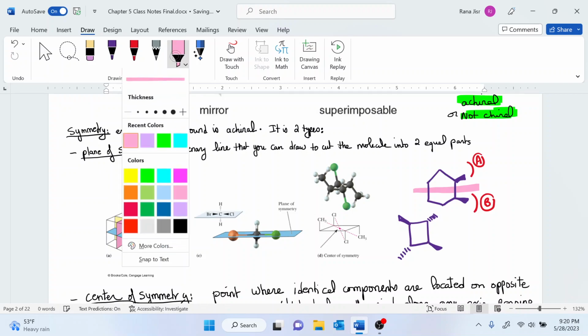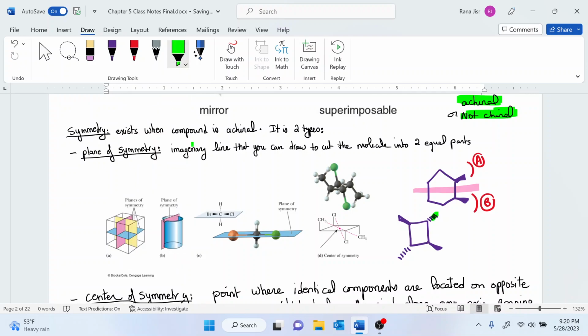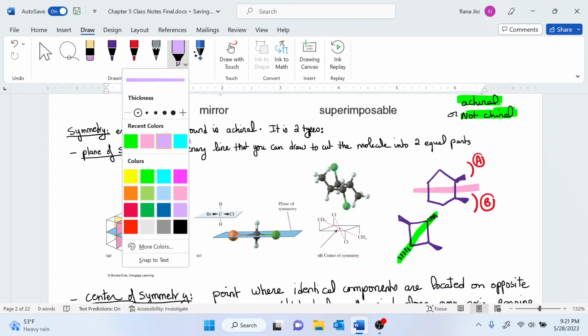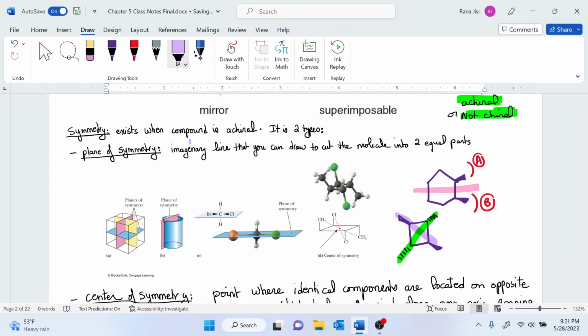So I can draw a plane of symmetry that passes between those two carbons in here. Okay, this is one plane of symmetry. This means that this half, I can fold it on top of this half, and those two are superimposable. Or I can draw a plane of symmetry between those two carbons. This means that this half, I can fold it on top of this half.